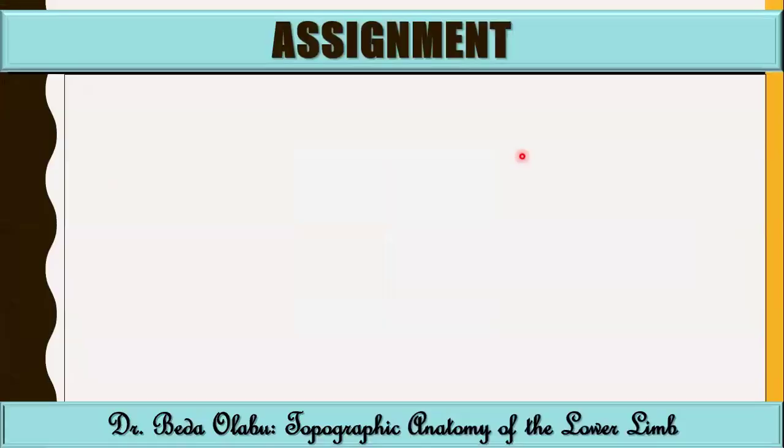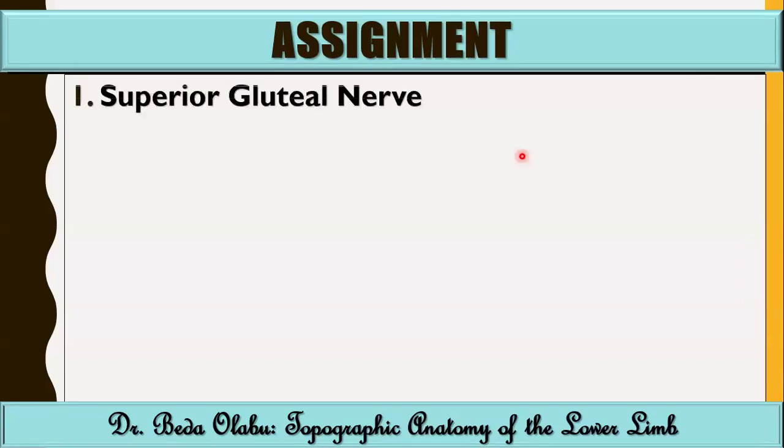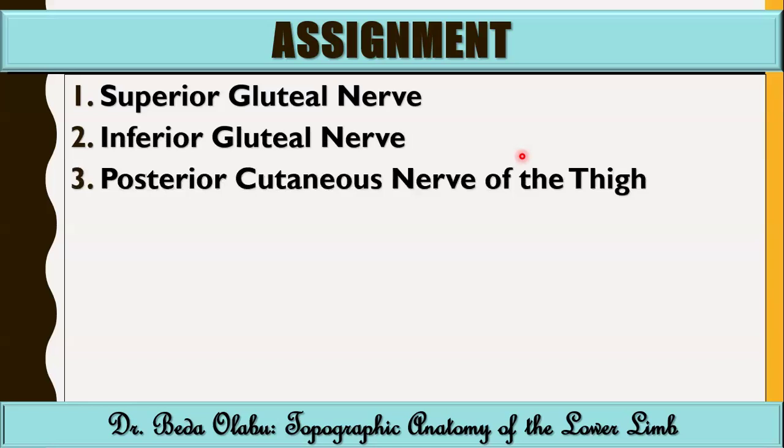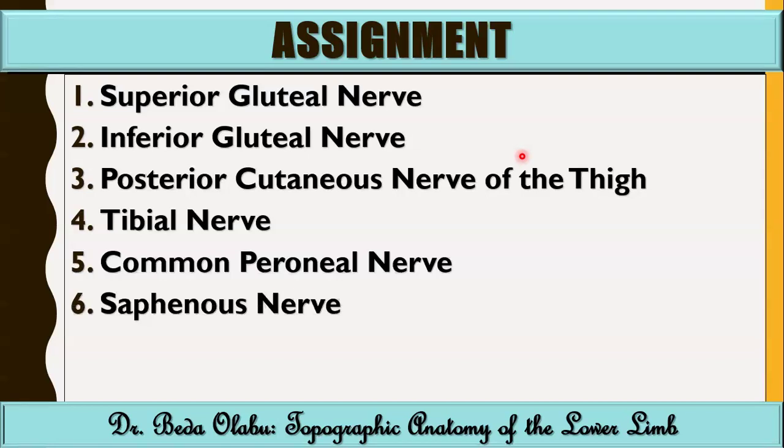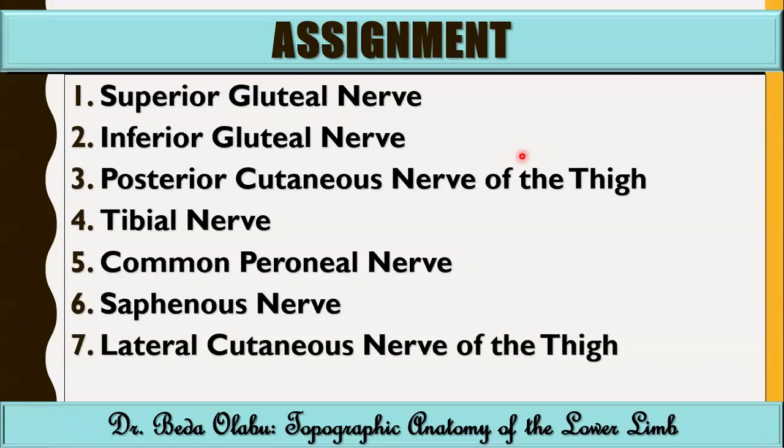Great. I have tackled 3 major nerves. I'll want you to look at the other nerves: superior gluteal nerve, inferior gluteal nerve, posterior cutaneous nerve of the thigh, tibial nerve, common peroneal nerve, saphenous nerve, lateral cutaneous nerve of the thigh, and genitofemoral nerve. Your aim is to look at the origin, the course, branching distribution, and the clinical anatomy. Use the template I've given.